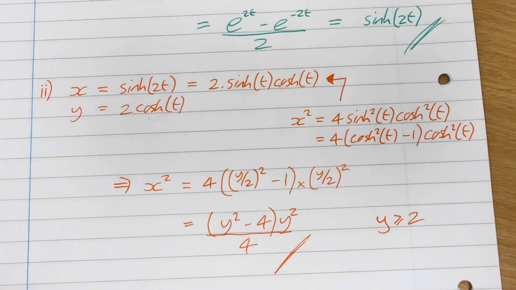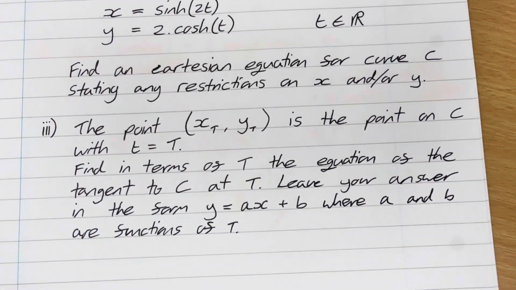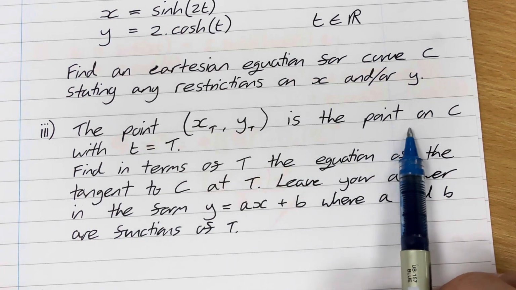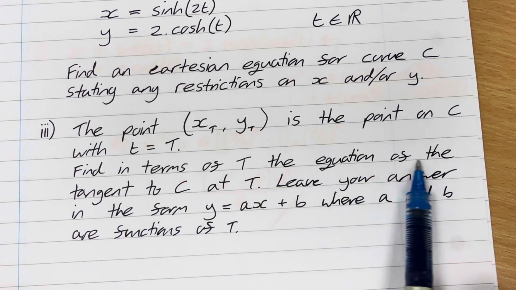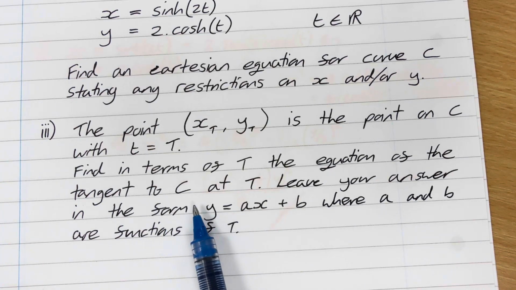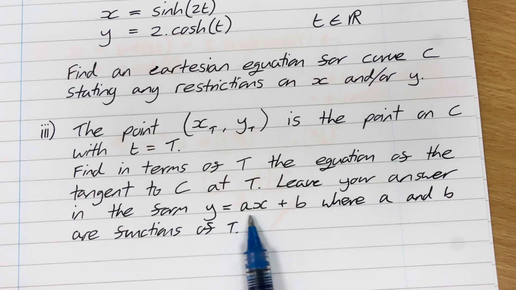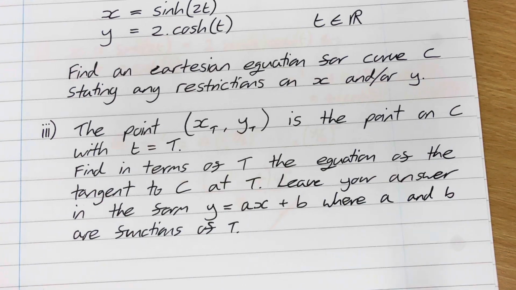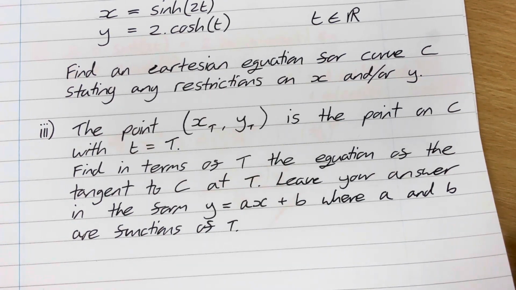All right, third and final part of the second example goes a bit like this. We've got a general point x(t), y(t) on the curve C. We're going to find, in terms of t, the equation of the tangent to the curve at that point. Leave your answer in the form y equals ax plus b, where a and b are functions of t. This is going to be essentially a parametric form of the tangent, and as you vary t, you move up and down the line, and the tangent will go with it.